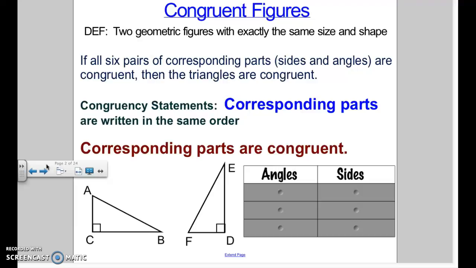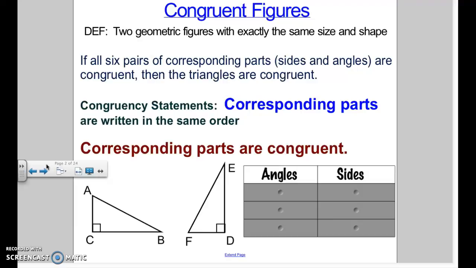With this, you can say that all 6 pairs of corresponding parts, all the sides and all the angles of both shapes, are going to be congruent. The main thing to take from this is that corresponding parts are congruent. So when you write these down, you have to put them together in the same order so that everything is congruent. With that said, we're going to fill in a table here at the bottom using this first example of triangle ABC and triangle EFD and see which of these parts are corresponding.